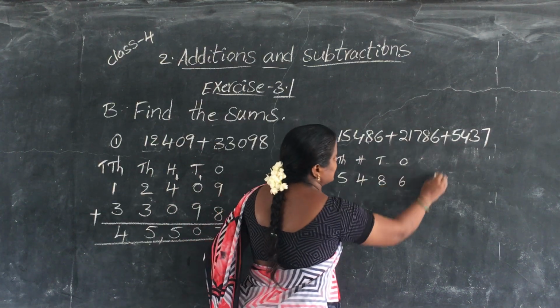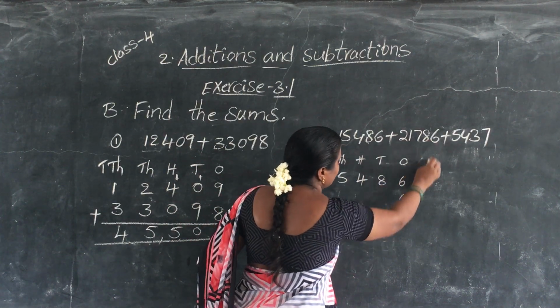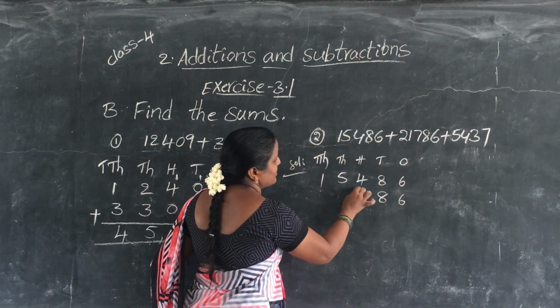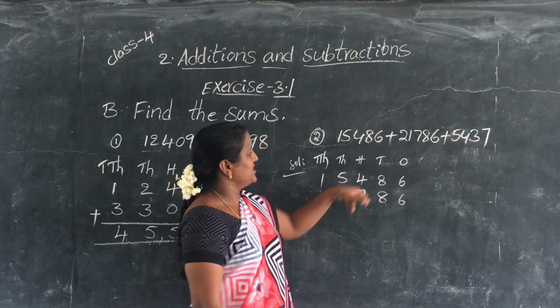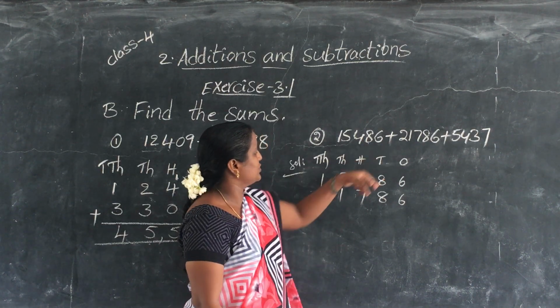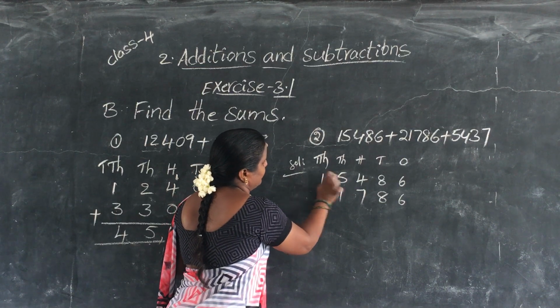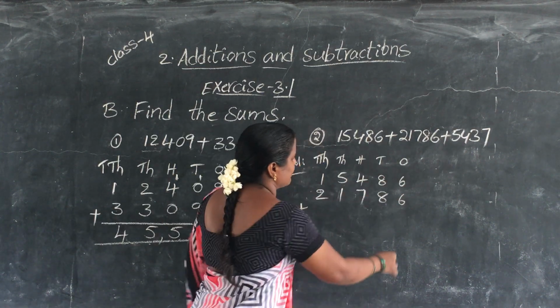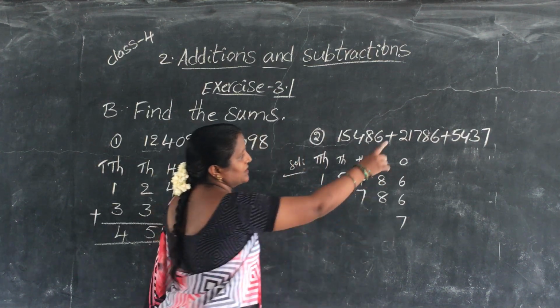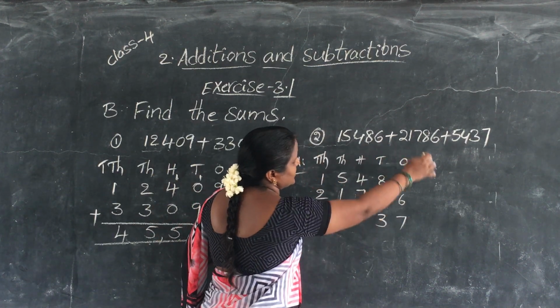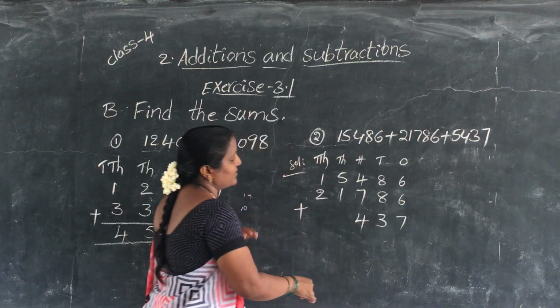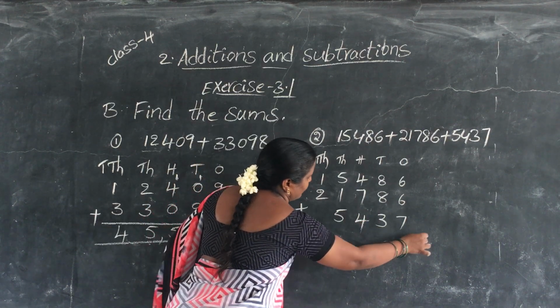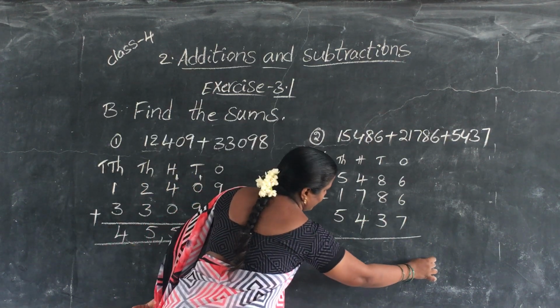Next 6 is in the ones column. 8 is in the tens column. 7 is in the hundreds column. Next 1 is in the thousands column. Next 2 is in the 10,000s column. Plus, next 7 is in the ones column. Next 3 is in the tens column. Next 4 is in the hundreds column. Next 5 is in the thousands column. The 10,000s place is not there.